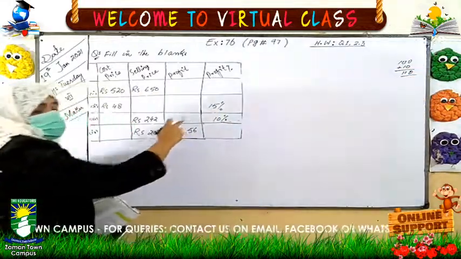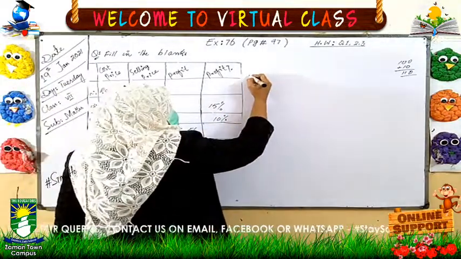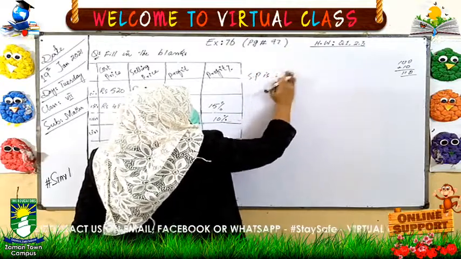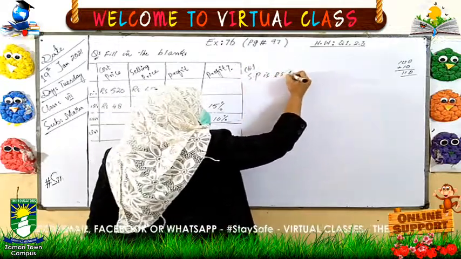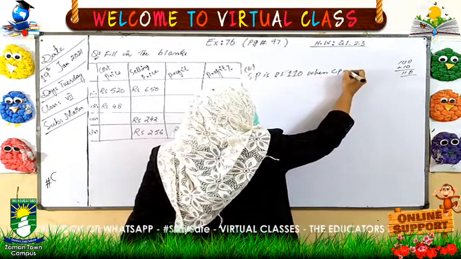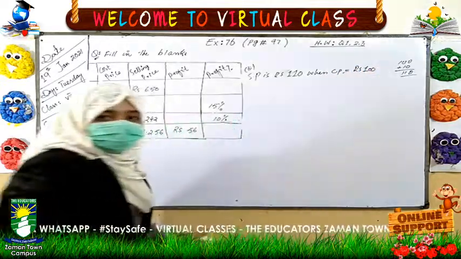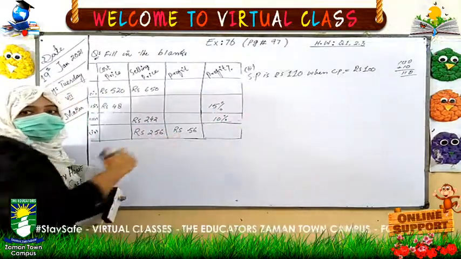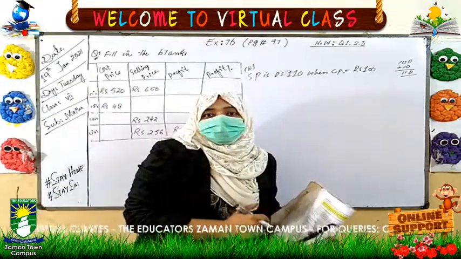We will solve this plan as we did the last question of exercise 7A. It is about plan number 3. SP is rupees 110 when CP is rupees 100. As we did in the last questions of exercise 7A, we will add this profit to the cost price, where first we consider that the cost price is rupees 100.